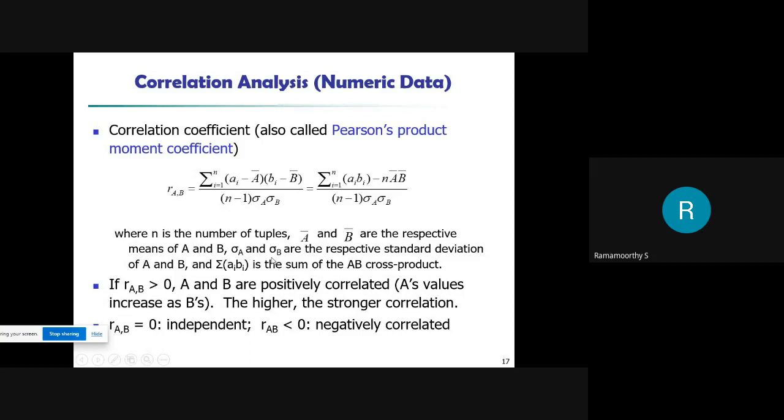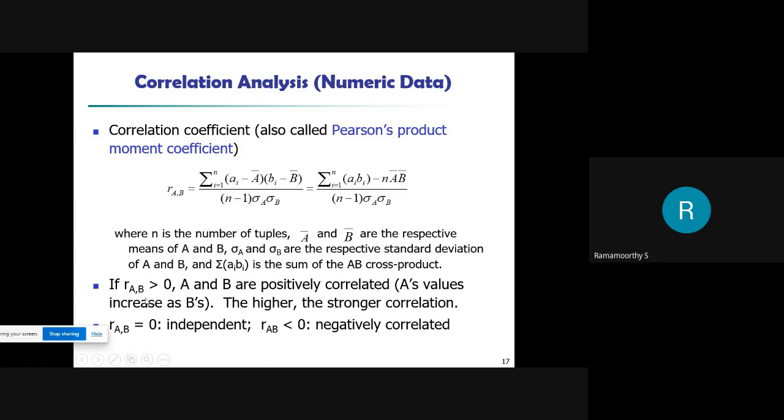So what are sigma A and sigma B? These are the respective standard deviations of A and B. So you need to compute the mean values of A and B to get A bar and B bar, and also compute the standard deviations of A and B, right? And then perform the summation of A_i times B_i, that is the sum of AB, where you are going to apply the AB cross product, right? So what is the condition here?